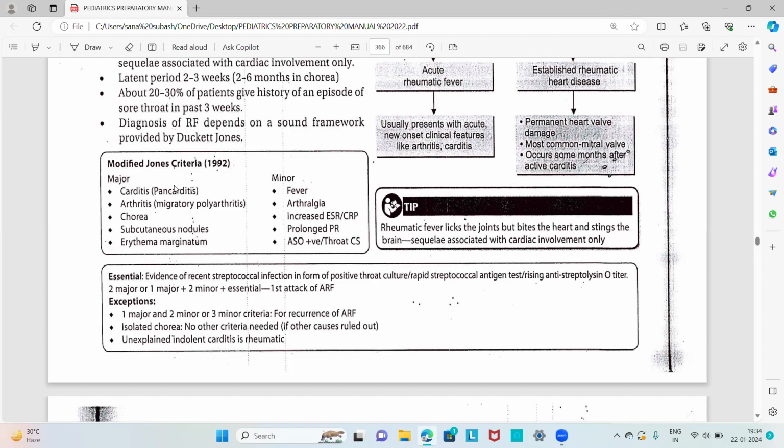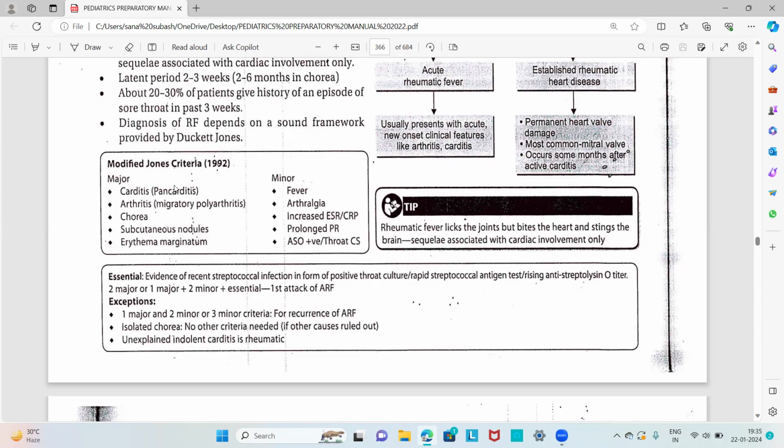This is what I said for the low risk population, but for the moderate and high risk population, the major criteria include carditis, that is clinical and subclinical carditis, arthritis, polyarthritis and monoarthritis, chorea, erythema marginatum and subcutaneous nodules. But in the minor criteria, monoarthralgia is the first criterion. But in the case of low risk population, there will be polyarthralgia.